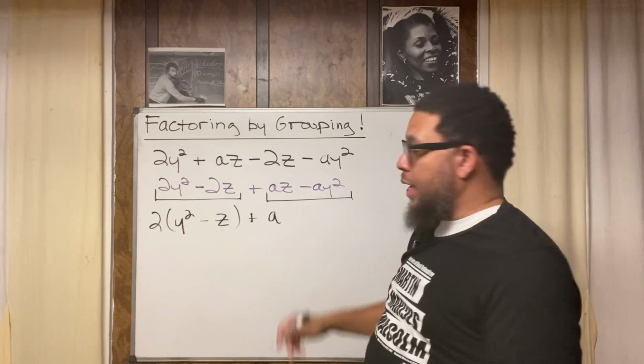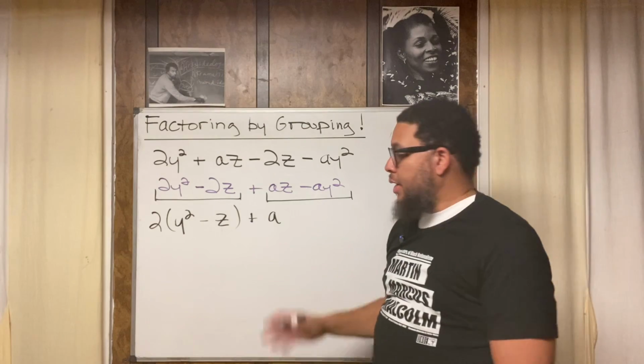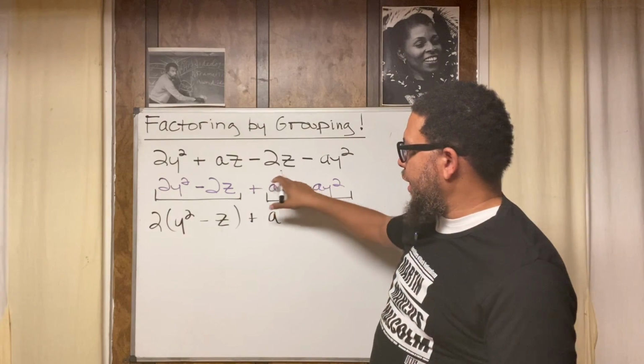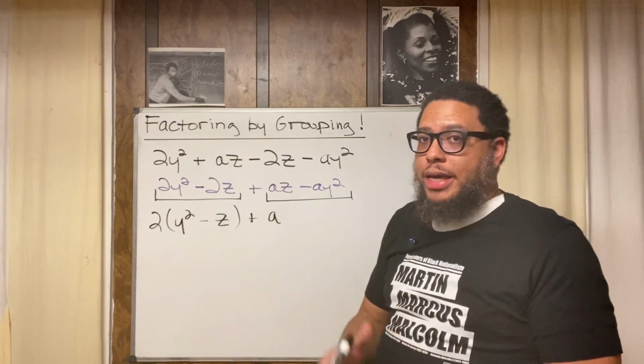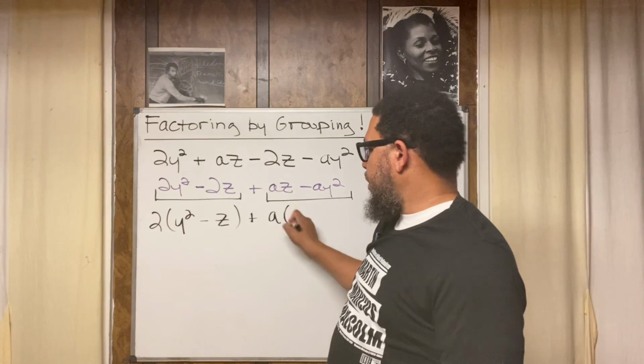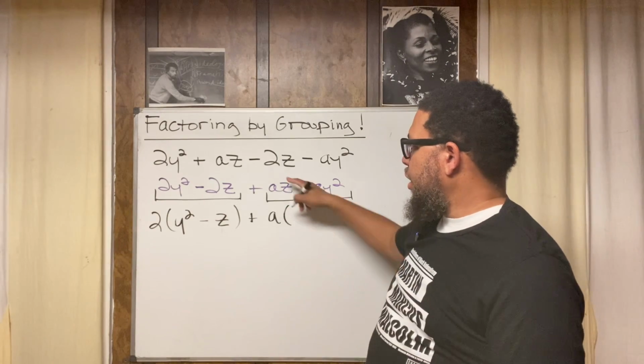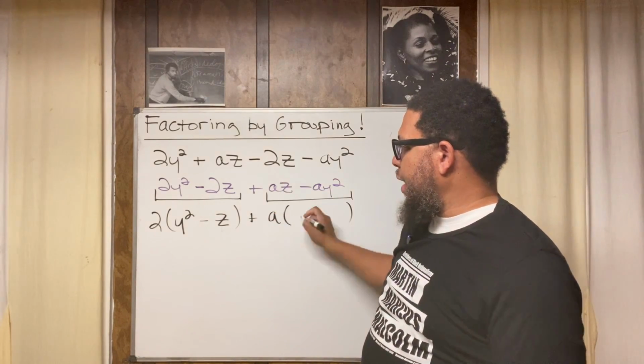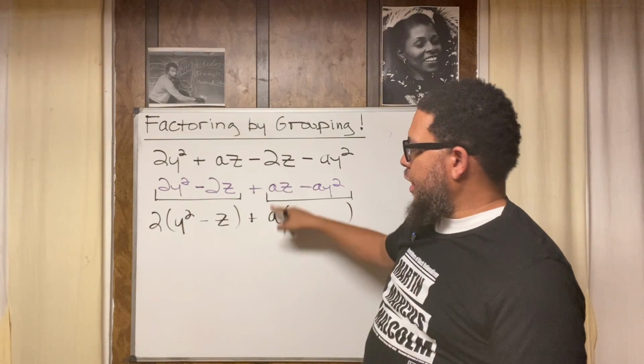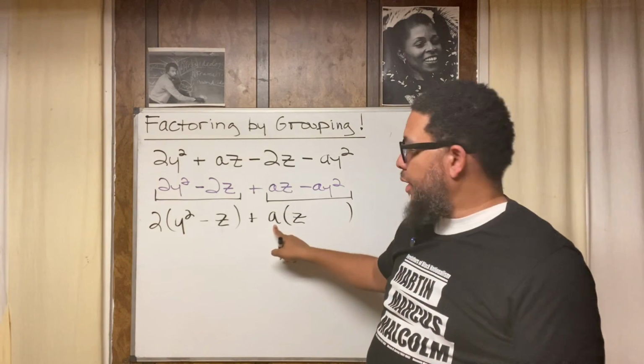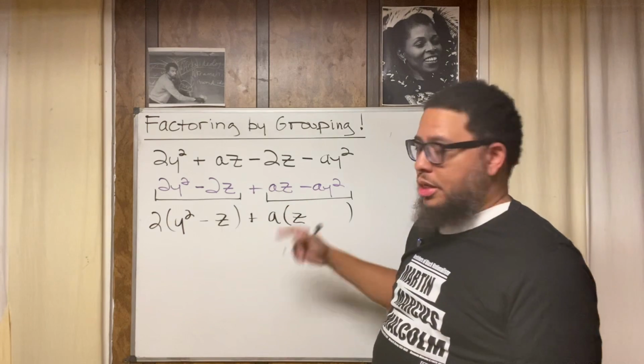Not z, not y, because z and y aren't common. They're not in both terms. Notice how this got an a in it and this got an a in it. So a is common. All right. So then we put the parentheses and then we divide. Az divided by a is just z. Because what's a divided by a? 1. And then what's 1 times z? Z. That's where the z comes from.